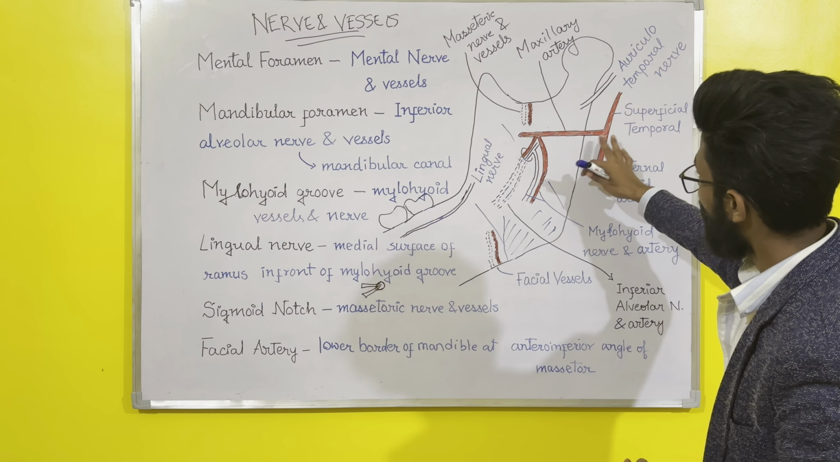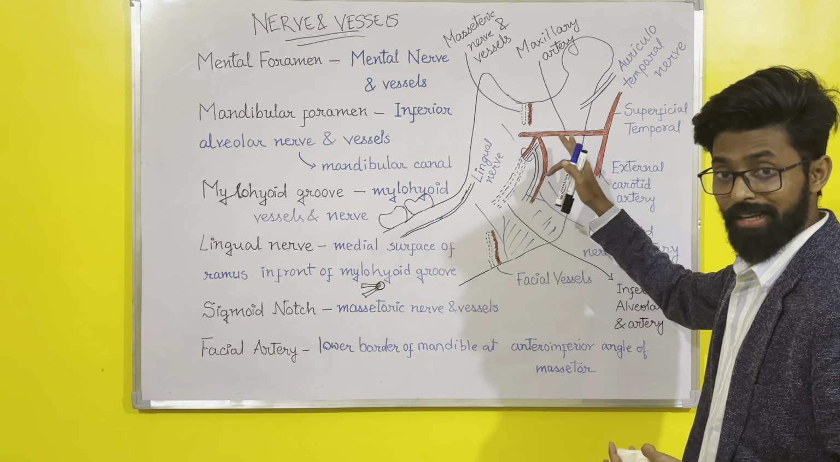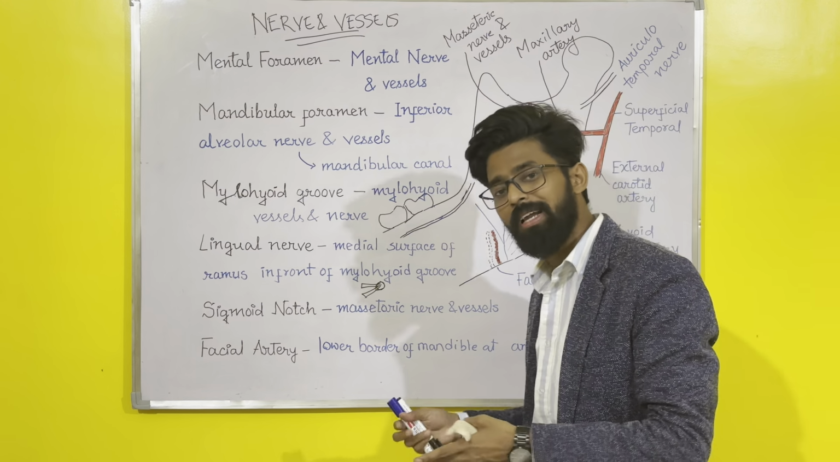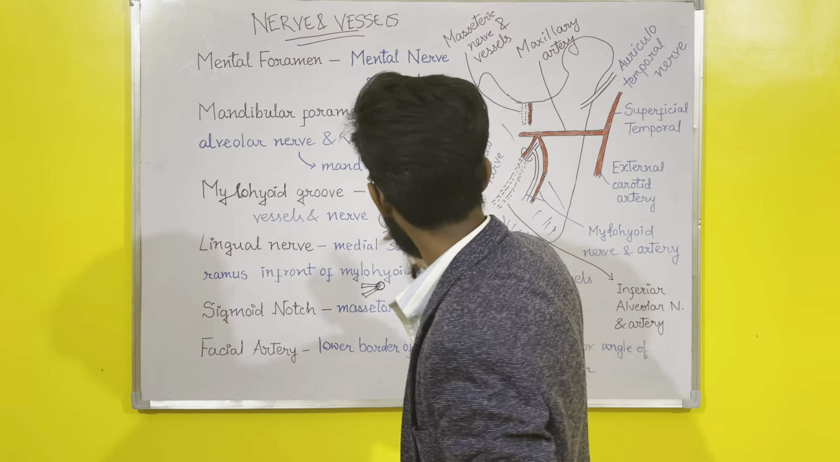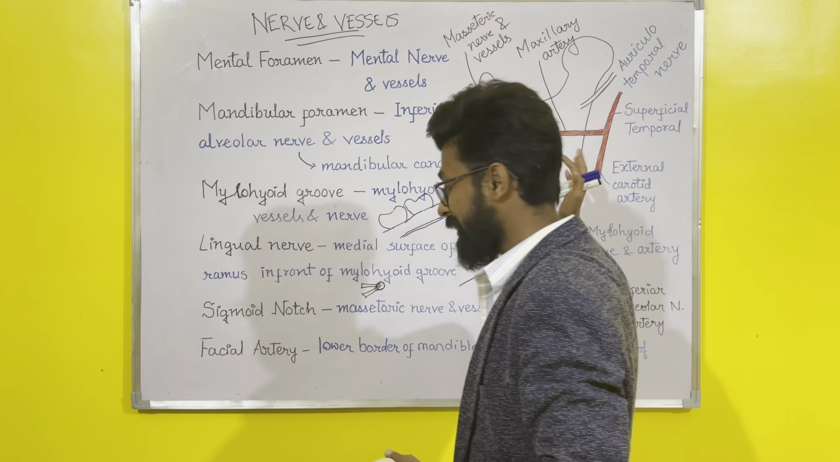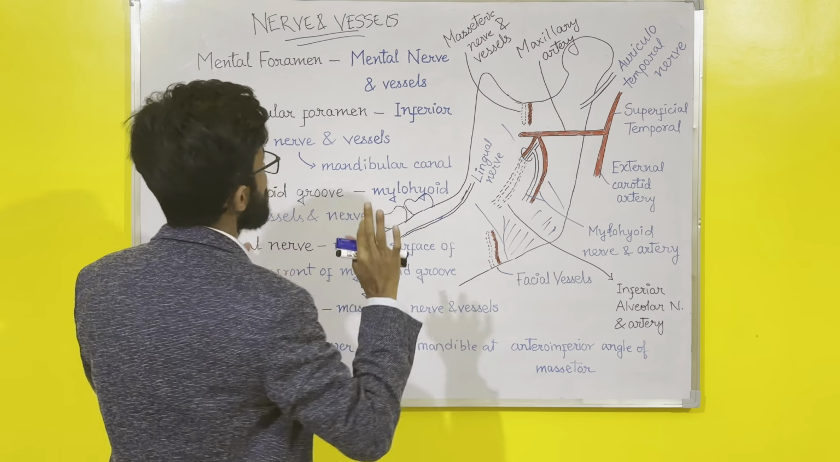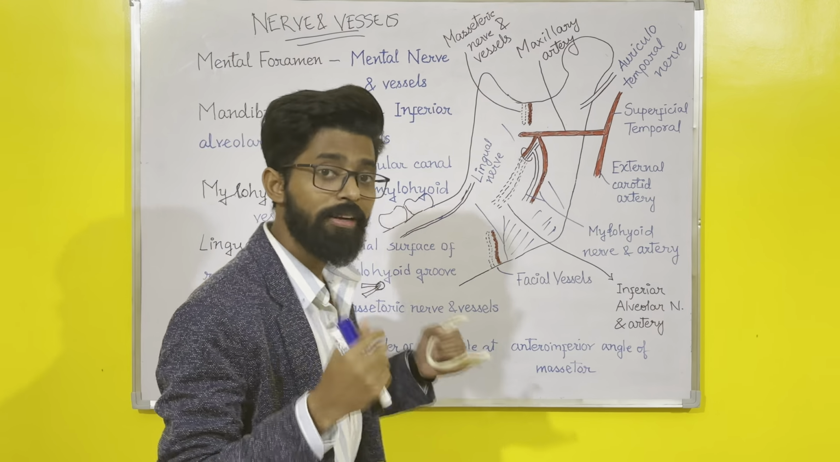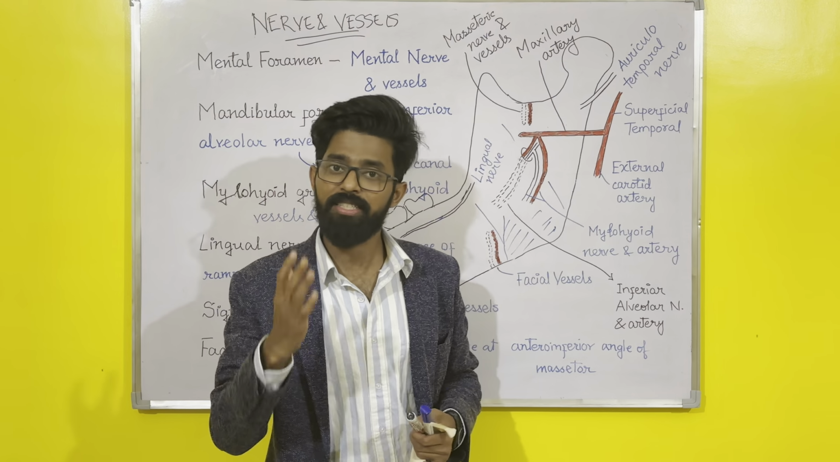Now these arteries and vascular supplies we will study in the next topic, the scalp. This will be described in detail in the scalp, under the arterial supply of the scalp. So this finishes the nerves and vessels. Next we will talk about the age changes in the mandible.